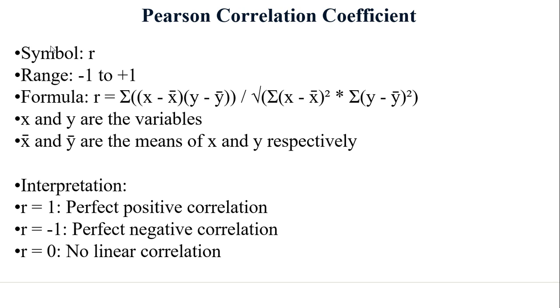Now let's talk about the interpretation. When your r is equal to 1, it is what? Perfect positive correlation. That is, there's a positive correlation between them. When your r is -1, you say it is what? Perfect negative correlation. But then we can always have them in ranges, and we are going to look at that as we go on. Now we have r equal to what? 0, which means that there is no linear correlation.